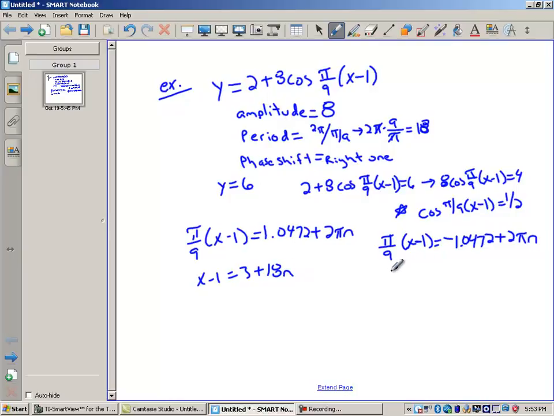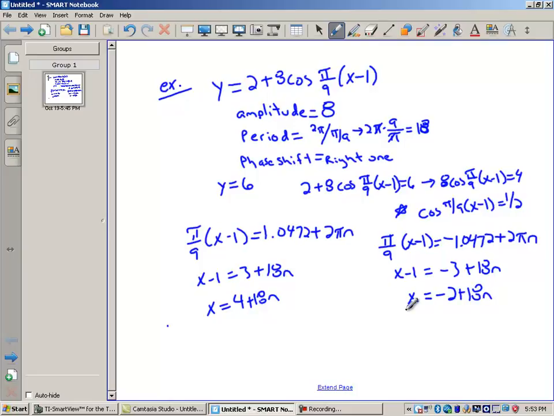And then on this side, I'm going to get x minus 1 equals, this will work out to be negative 3 plus 18n. So now to finalize this for x, I'll get x equals, I'll add 1 to both sides, 4 plus 18n. And then add 1 to both sides over here, and I'm going to get x equals negative 2 plus 18n.